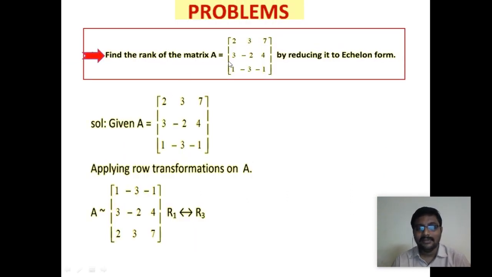Find the rank of the matrix A by reducing it into echelon form. So, given the matrix, applying row transformations on A, the first non-zero entry should be 1. So for this, interchanging row 1 and row 3, because we get 1 as the first non-zero entry.